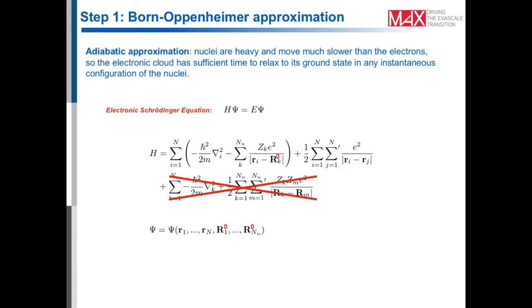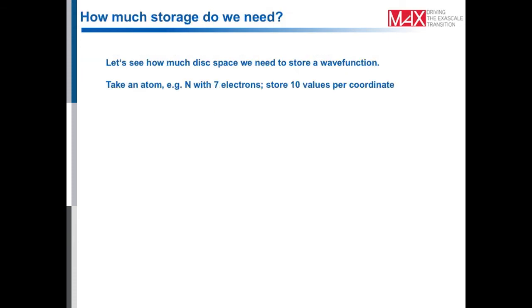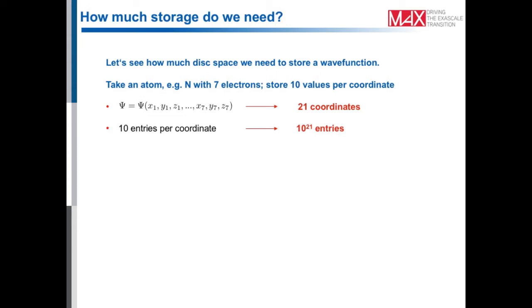Okay, so this is good. Now we approximated something. Now let's see how much storage do we need for a calculation with this approximation. So we will take an atom, for example, nitrogen with 7 electrons, and we decide to store the wave function. So we store 10 values per coordinate. What do we have? So this is then the wave function. We have 21 coordinates. So say that, as I said, we store 10 entries per coordinate. That is 10^21 entries. And now, say that we need 1 byte per entry to store this.